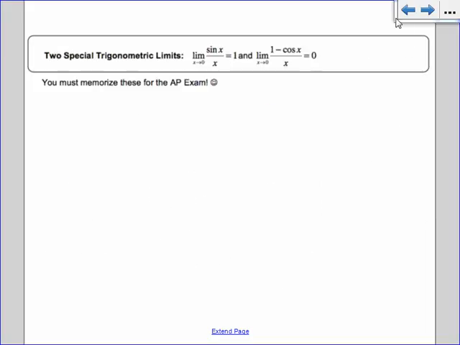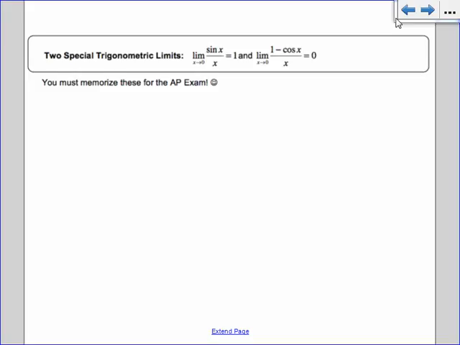Okay, so we do have 2 special trig limits. You will need to memorize these, just like Mr. Bradley tells you to memorize AP US history stuff. I tell you to memorize things as well. No one writes it on a note card for math. I don't know why. You should have note cards for AP Calc.